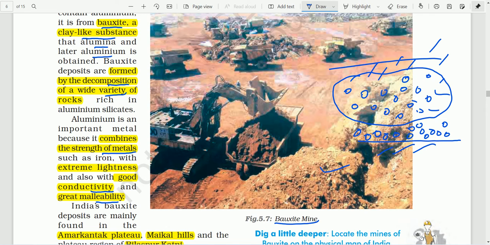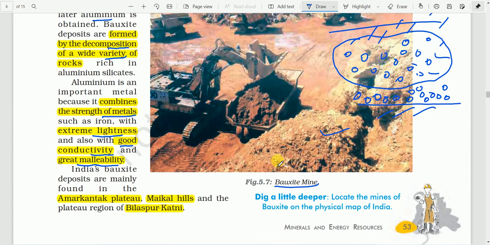For example, aluminum alloy can be obtained if we mix it with iron, and it is also used in making aircraft bodies. Aluminum is light, and is also a good conductor of electricity, and it has great malleability. Malleability means capable of being shaped, bent, or drawn out into a thin wire.